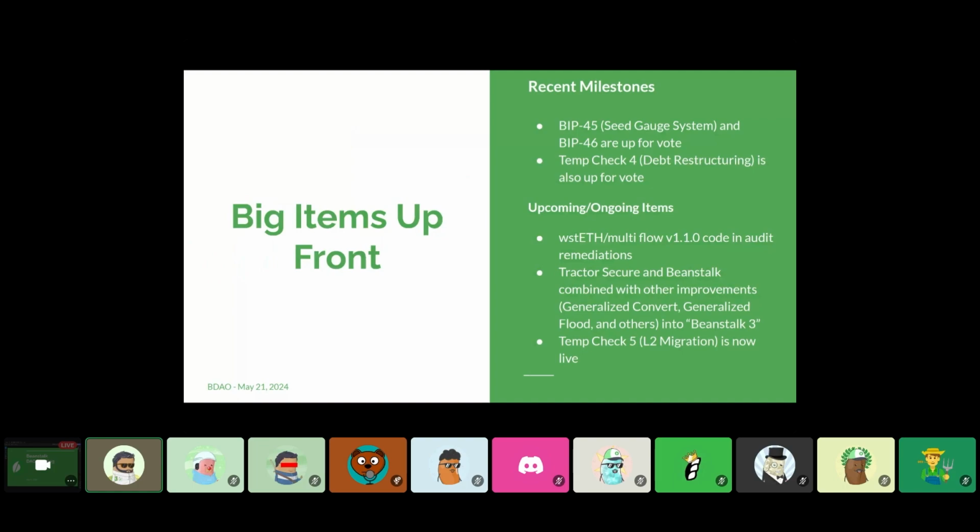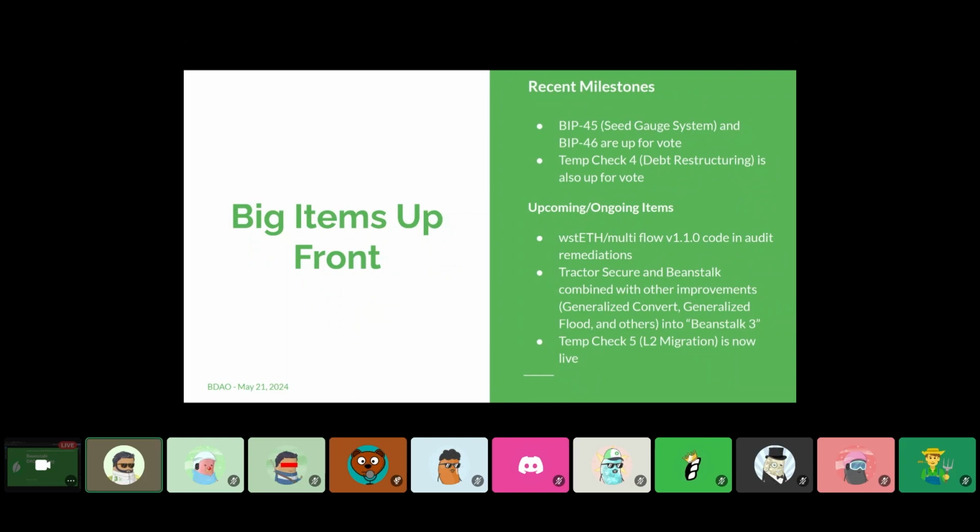Just as yet another reminder, we've got BIP 45 and BIP 46, which I forgot to put in that, the Hibernate, up for vote right now. And then Temp Check 4 is also up for vote. And actually, just as another quick mention, Breen's Temp Check for the L2 migration is now live as well. I've got that down at the bottom of this slide. Whenever anybody gets a chance to run over to the governance site right after they vote on the BIPs that are up, they can take a look at both Temp Check 4 and Temp Check 5 now and get their voices heard.